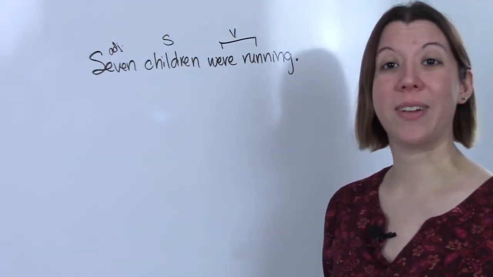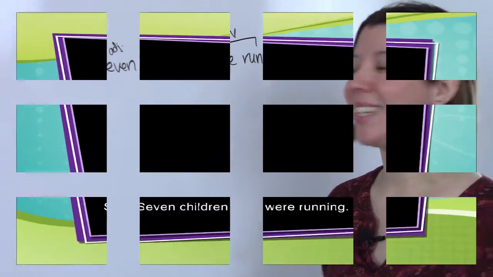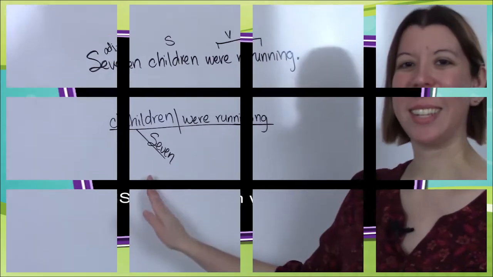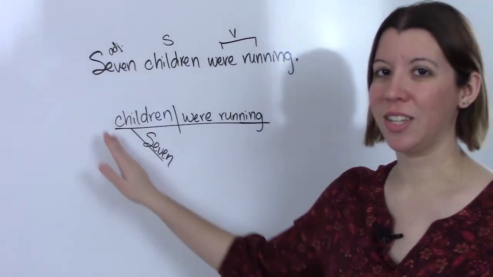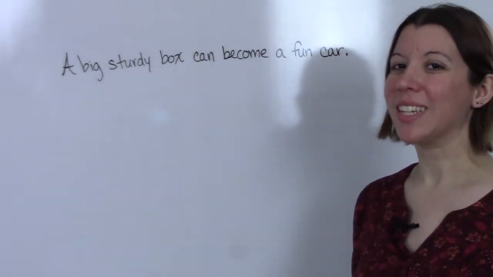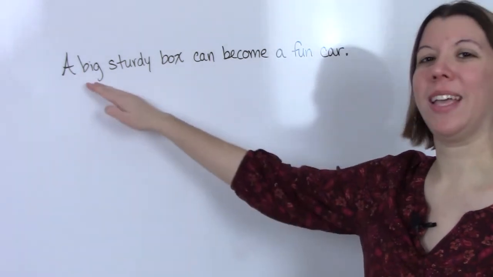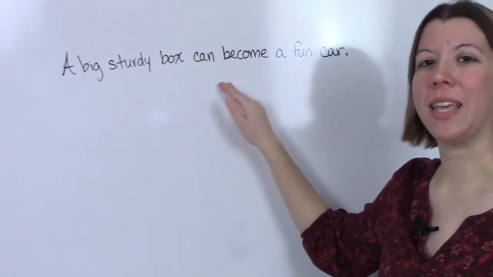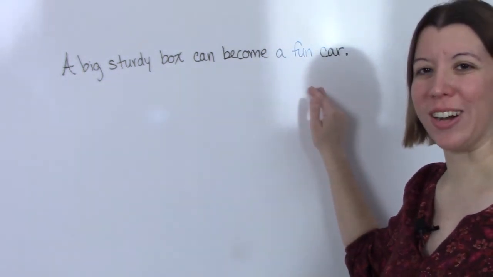Go ahead and try diagramming. Check with me when you're done. Seven with a capital S. Children were running. Let's try one more together. Here we go. Nice long sentence for you. A big sturdy box can become a fun car.